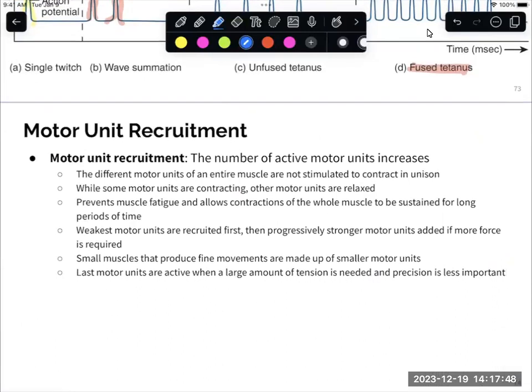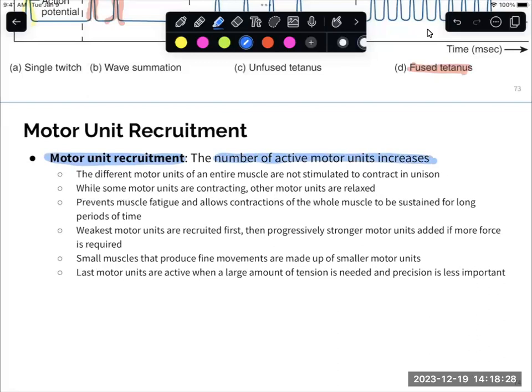So with our motor units, we use recruitment to help generate stronger contractions. Motor unit recruitment just means the number of active motor units increases as more action potentials are sent. Different motor units get stimulated at different times. Say you're doing a bicep curl, flexing your arm, bringing your hand up towards your shoulder. Each time you do a bicep curl, a different motor unit is working.